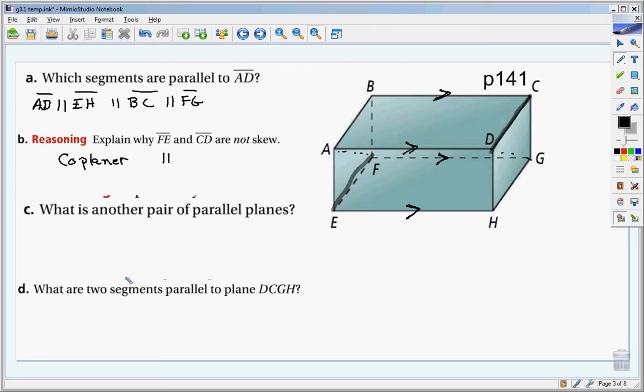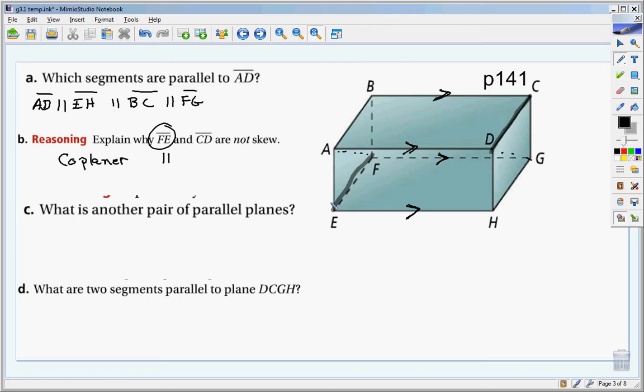So what would be the skew lines on that? There's lots of them. Let's say FE. FE would be skew to AD. It would be skew to BC. It would be skew to HD. It would be skew to CH. It wouldn't be skew to AE. Why? They intersect. They intersect and they're also on the same plane.